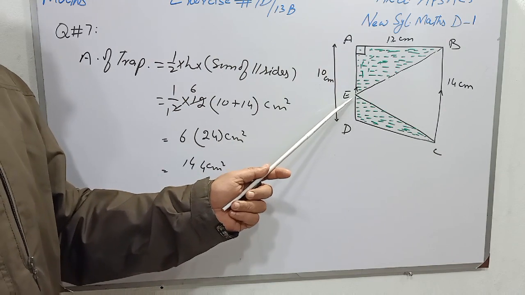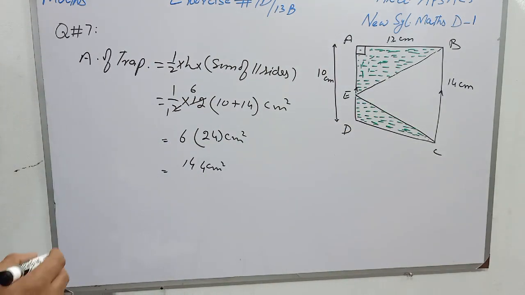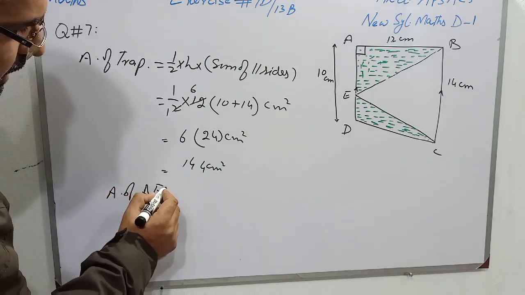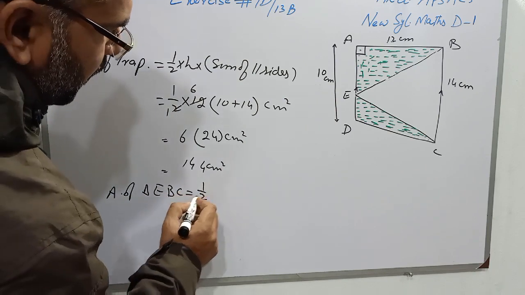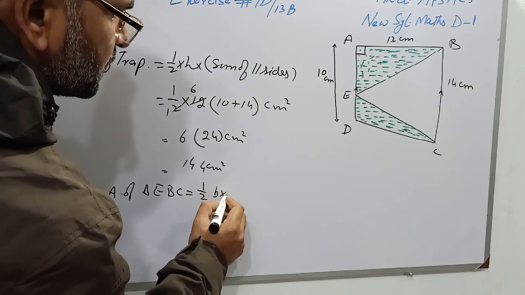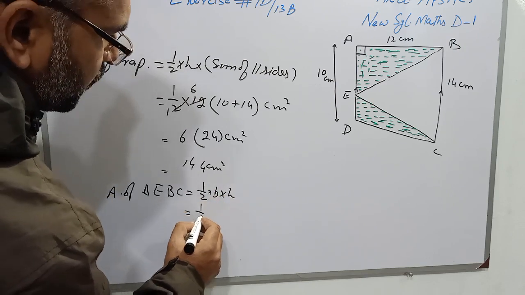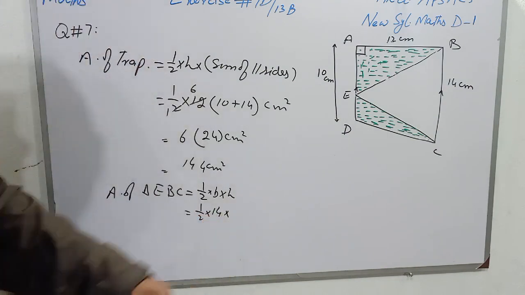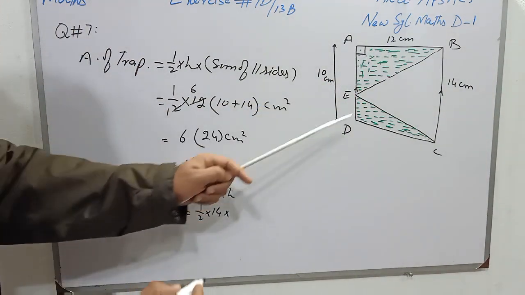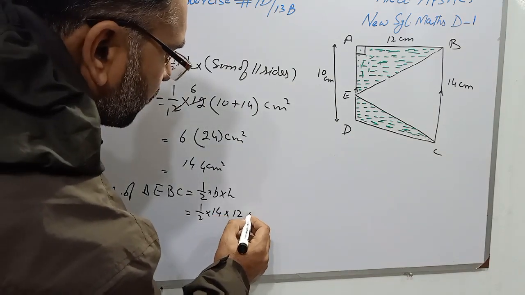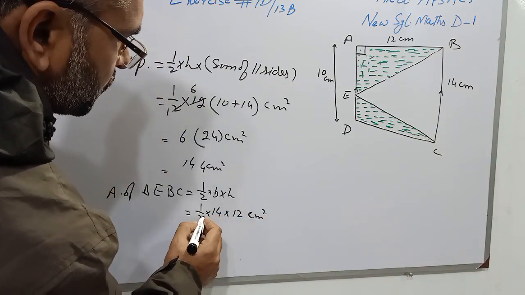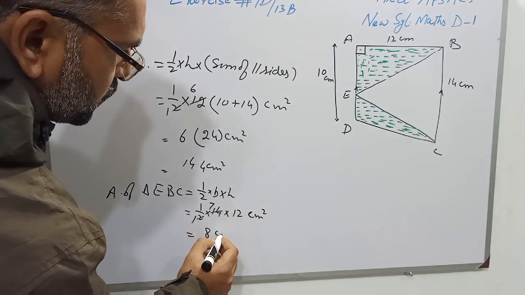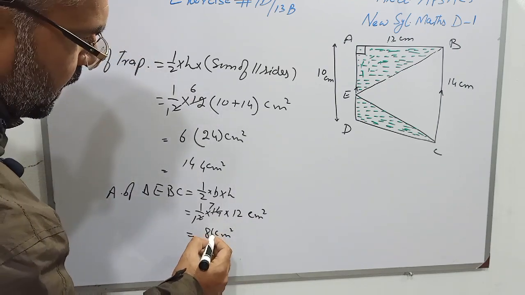Now students, I will find the area of triangle EBC and I will write area of triangle EBC is equal to half of base multiplied by height. And students, 1 over 2 multiplied by the base of this triangle, which is 14, and the height of this triangle is 12 as I have explained earlier, and the unit of area is centimeter square. So students, 2 1s are 2, 2 7s are 14 and 7 12s are 84 centimeter square is the area of the triangle.